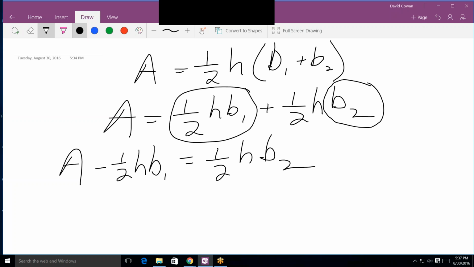Now, what's a good next step? To divide both sides by 1/2 h. Yeah, or multiply both sides by 2 and divide both sides by h. Okay. Well, I want you to start thinking that when you have a fraction here, you're not dividing by 1/2, you're multiplying by 2. They're the same stuff. They're the same exact thing.